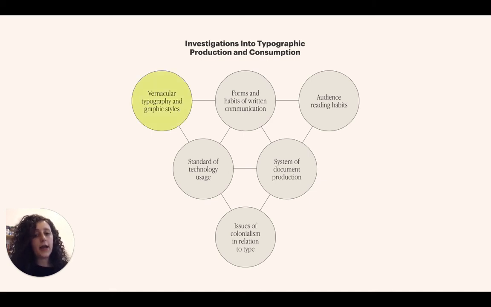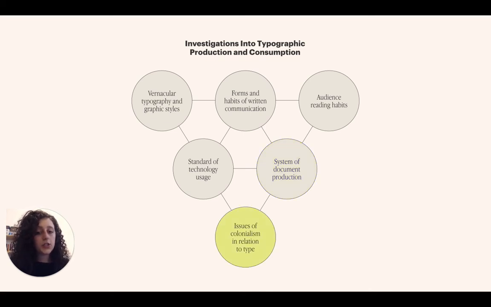First is vernacular typography and graphic styles. What do these forms mean or suggest or signify, and why do they suggest those things? Next, forms and habits of written communication and audience reader habits. How do people write and read in that culture? Standards of technology usage. What types of technologies are available or are the norm in that culture, and how do they affect your font file and structure? System of document production. How are typographic artifacts created, shared, consumed?